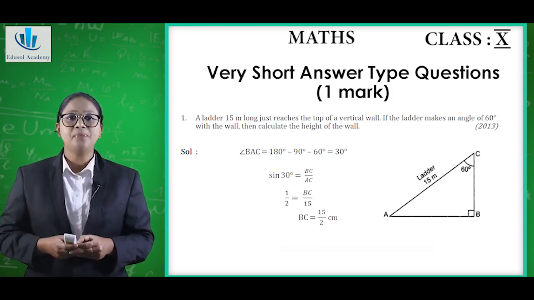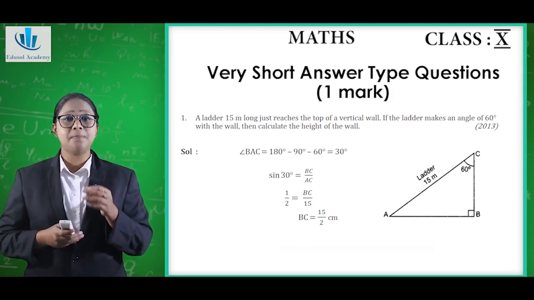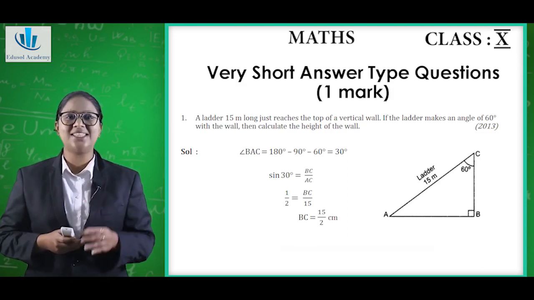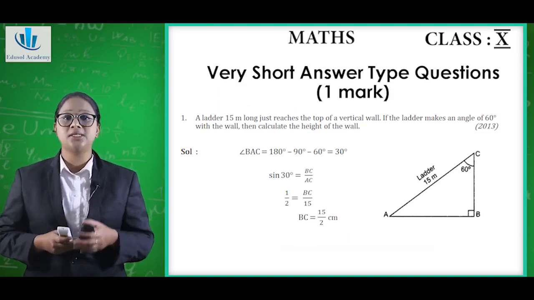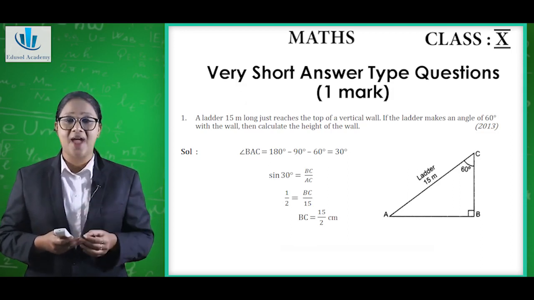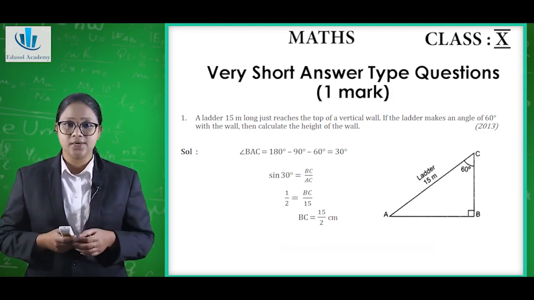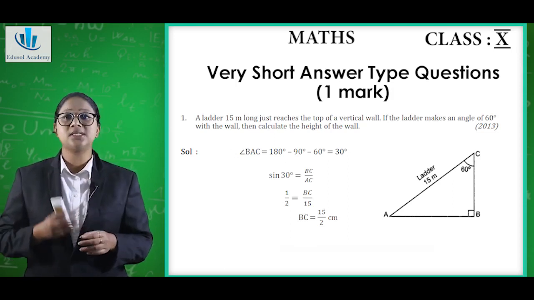So in triangle ABC, angle C is equal to 60 degrees and angle B is equal to 90 degrees. So we can find the measure of angle A using the angle sum property. The measure of angle A will be 30 degrees. Now we are supposed to find the height of the wall, that is BC.